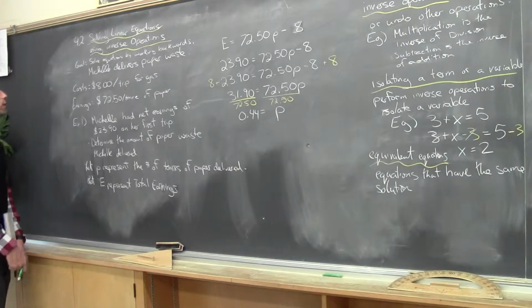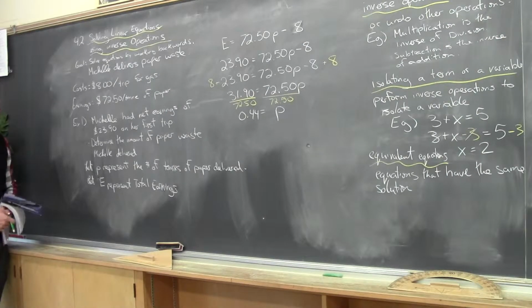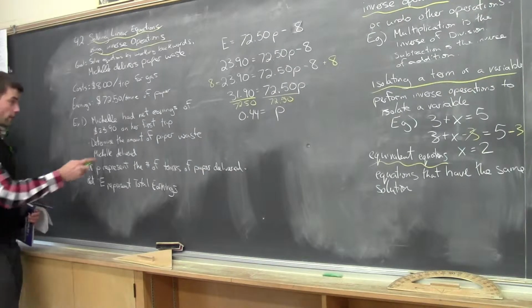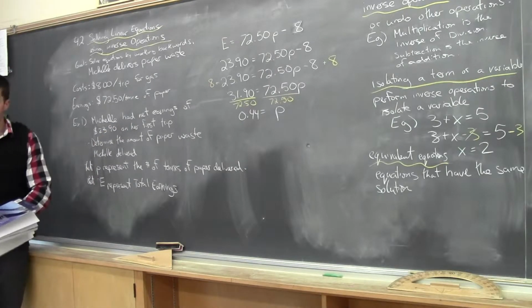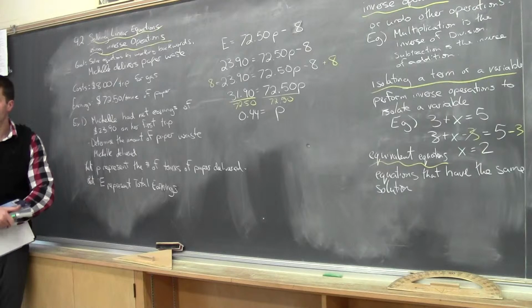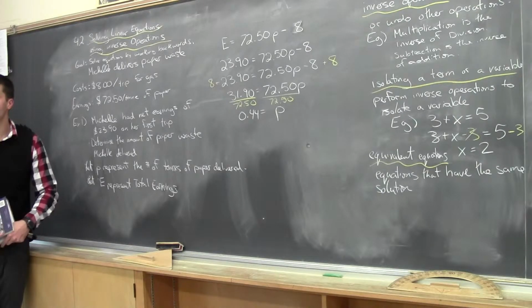Michelle delivers paper waste. She has a cost of $8 per trip for gas, and she earns $72.50 for every ton of paper that she delivers. So it says she had a net earnings of $23.90 on her first trip. Can anyone tell me what that means, net earnings? Only Daniel knows what net earnings means.